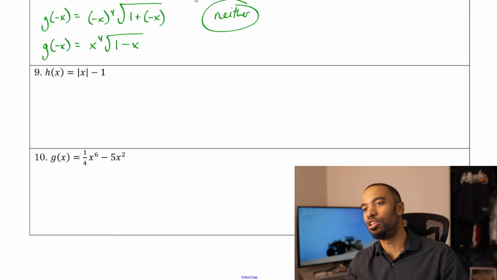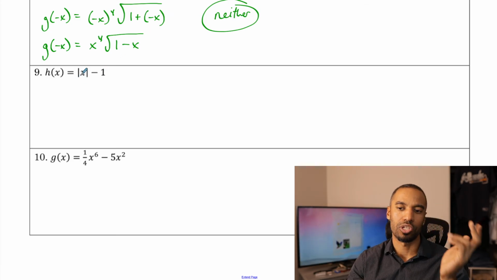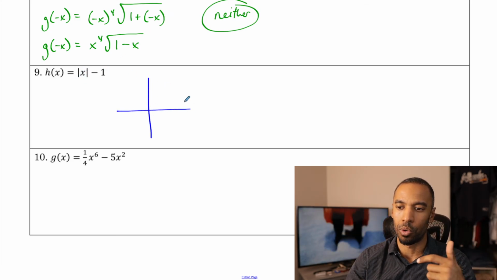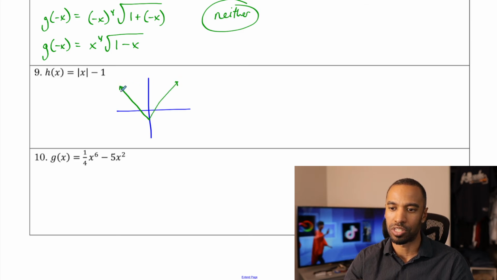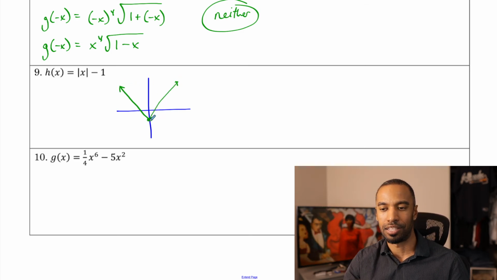All right, number 9. There's a lot I could say about number 9, starting with if you know how to graph this, then you would know what this is. Absolute value graphs are V-shaped. With the -1, it means you translate 1 unit down there, and it's a V-shape.